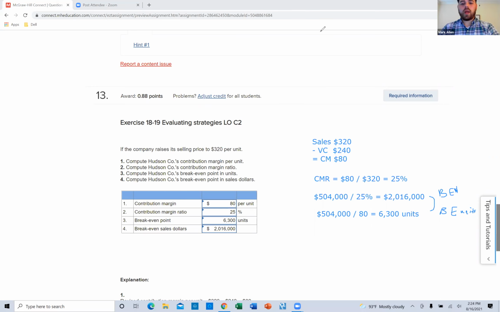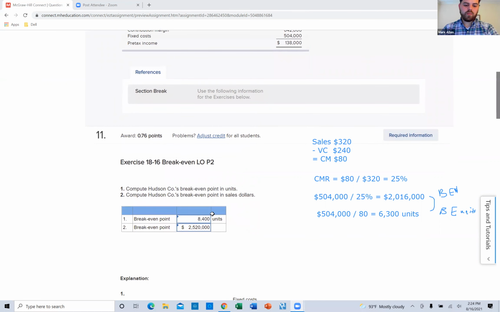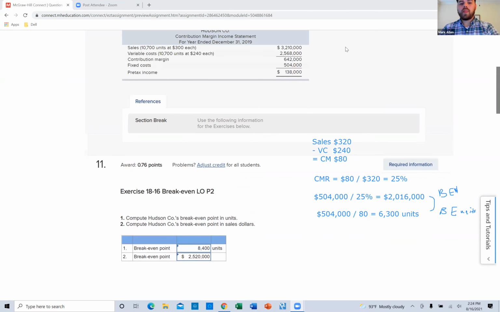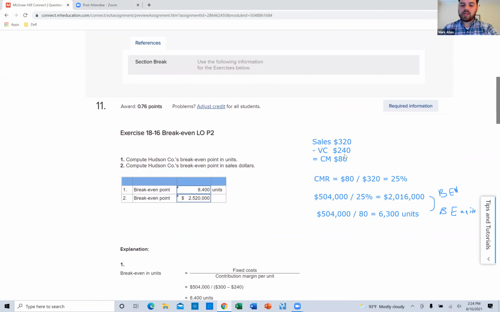Now, a couple of things I want to point out before we wrap up here. Notice where we started. Where we started, we had a break even point of 8,400 and a break even point of 2,520,000, right? That was when I had a $60 contribution margin because my sales price was 300, my variable cost was 240. But now that my sales price has increased, nothing else changed. Notice what happened. My break even point became much earlier. And in sales dollars, I now need $500,000 less in sales to break even. And this is a much better situation if I can get away with it, right?